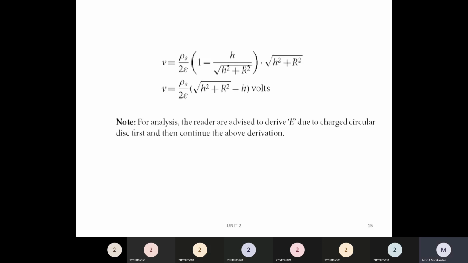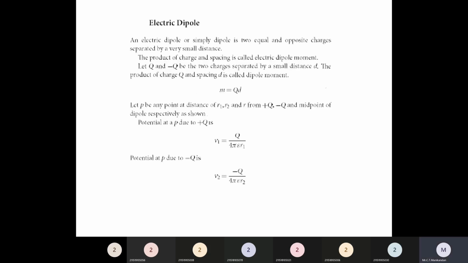So we know about that potential. Then about the dipole. We know the concept of the dipole. A dipole is two equal and opposite charges separated by a small distance. We have plus q and minus q separated by a small distance, which we call an electric dipole. The product of the charge and the distance is what we call the dipole moment, M.